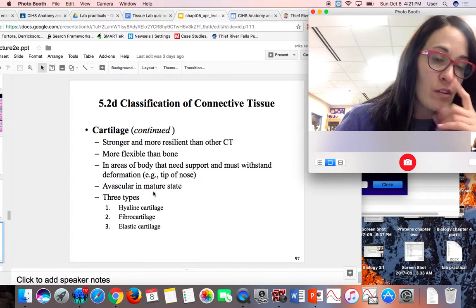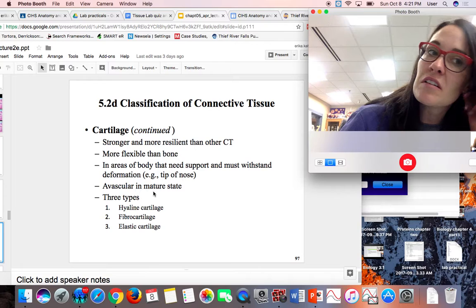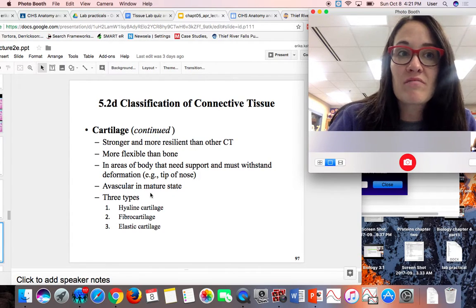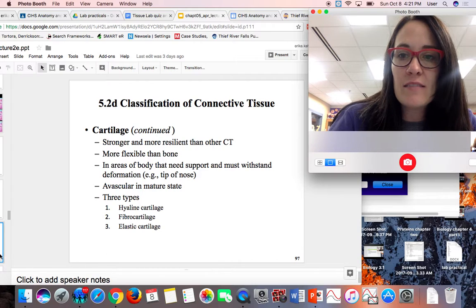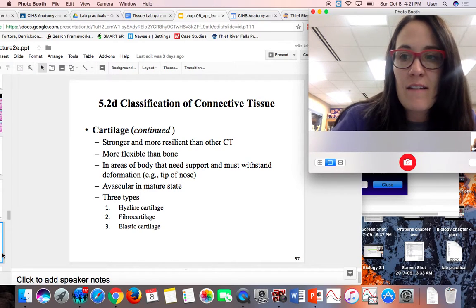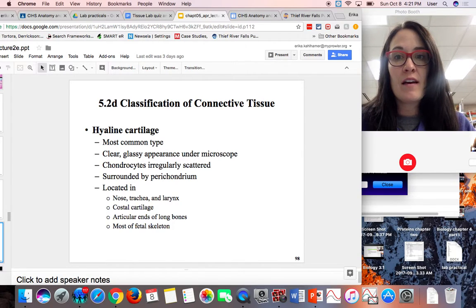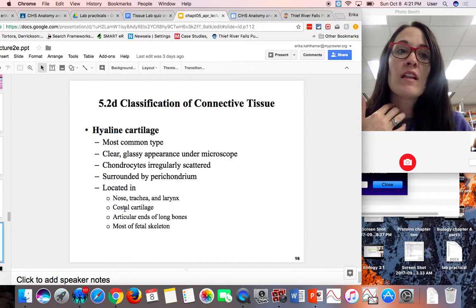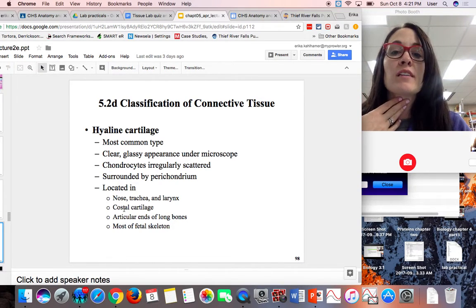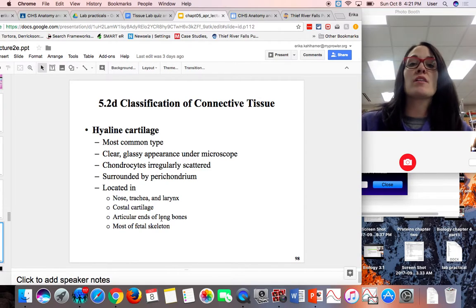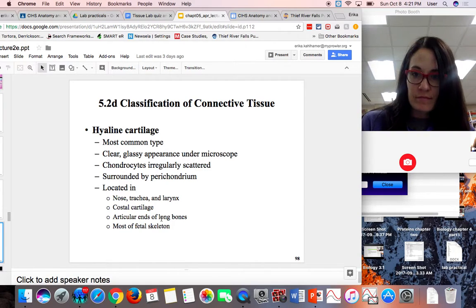So when you get your nose pierced, which I've done before, or get your ear pierced, there's not really lots of blood. Three types: hyaline, fibrocartilage, and elastic. Hyaline is the most common. It's located in the nose, the trachea, and your larynx, so your voice box here. It's also in your costal cartilage.